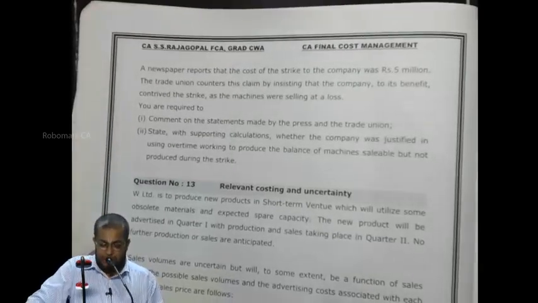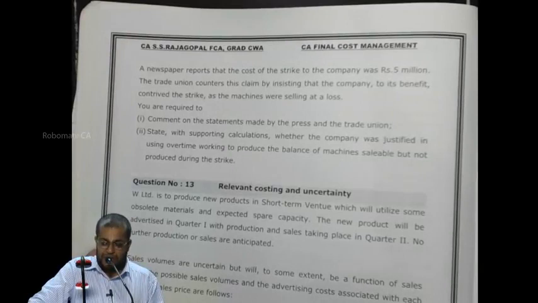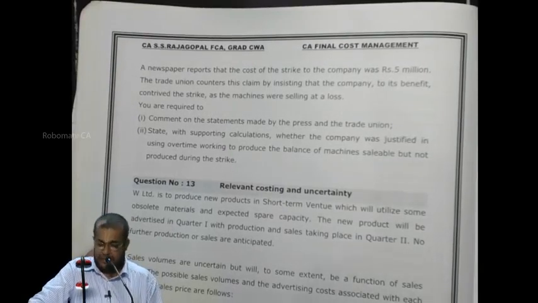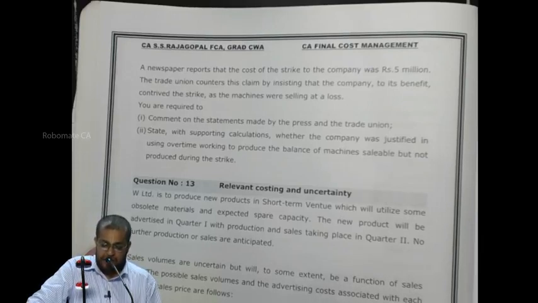A newspaper reports that the cost of strike to the company was 5 million, that is 50 lakhs. The trade union counters this claim by insisting that the company, to its benefit, contrived the strike as the machines were selling at a loss. You are required to comment on the statements made by the press and the trade union.